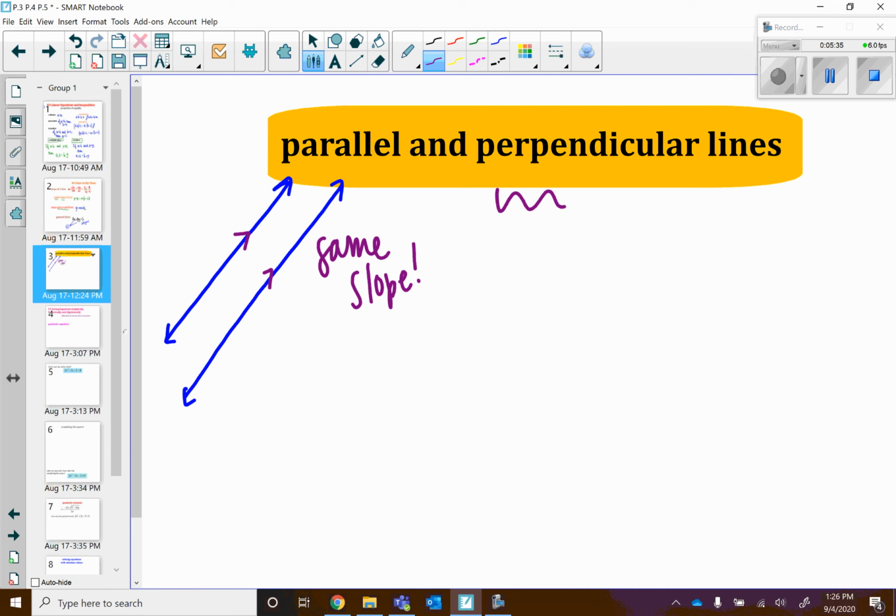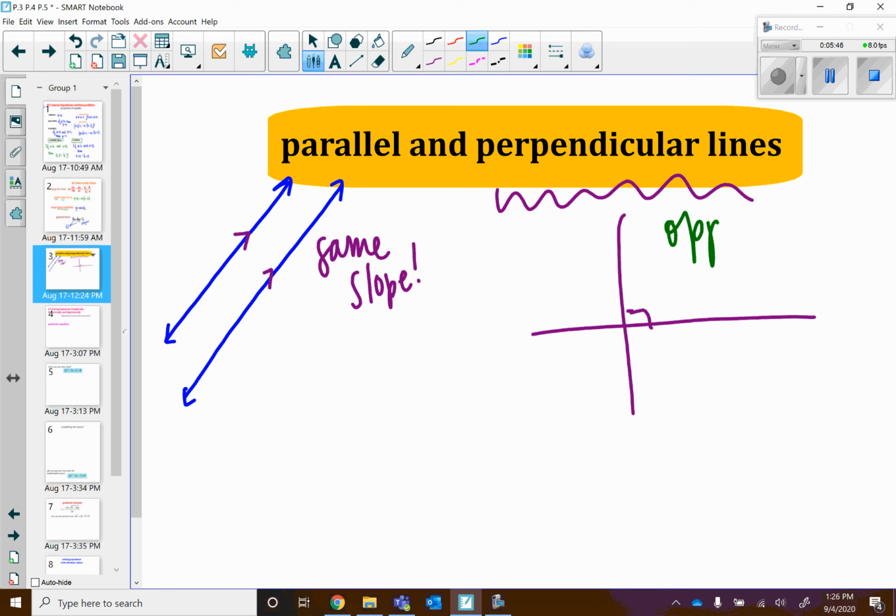Perpendicular lines, we know, meet at a 90-degree angle. So that was, oops, not a very good 90-degree, but you get it. And perpendicular lines have opposite reciprocal slopes. Opposite meaning negative, and reciprocal meaning you flip the fraction.